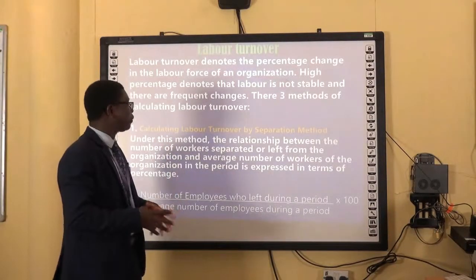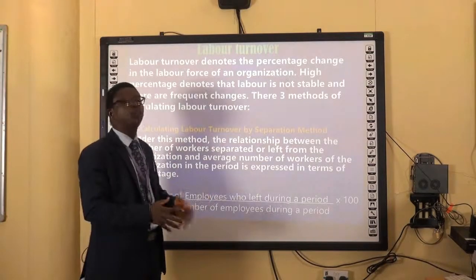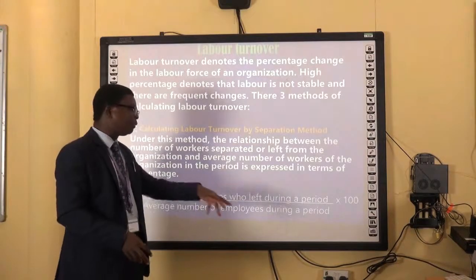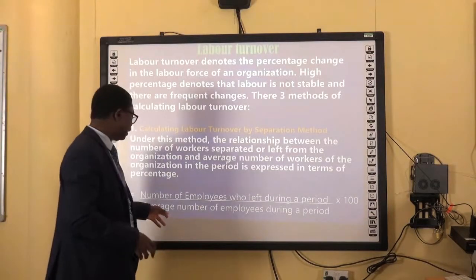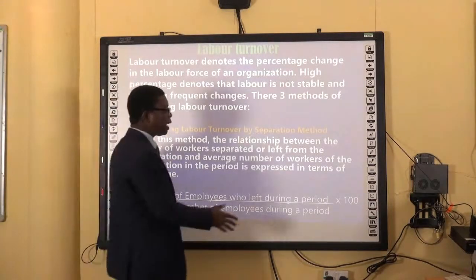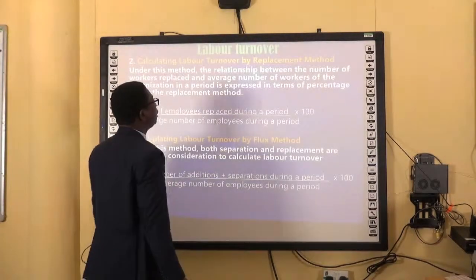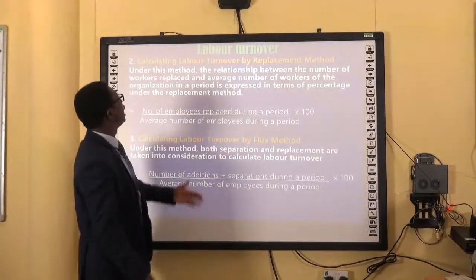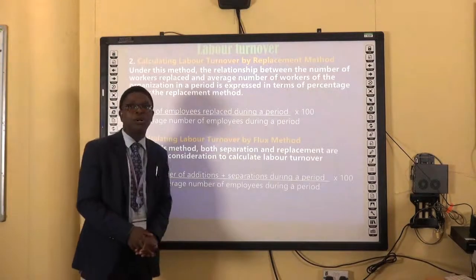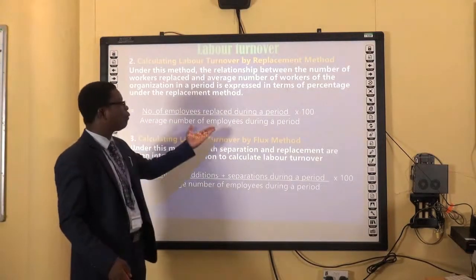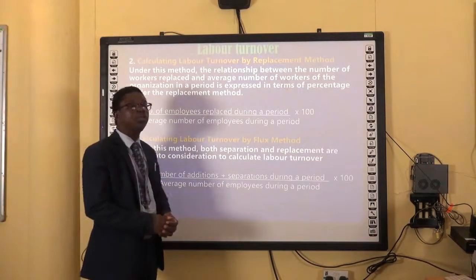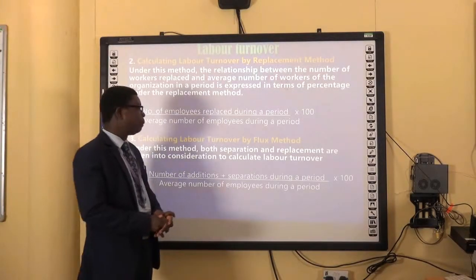The first one is calculating labor turnover by the separation method. Under this, we are looking at the number of employees who left during a period over the average number of employees during the period. Then you multiply by 100 to get the percentage change. Another way of calculating it is using the replacement method. Under this method, we are looking at the number of employees replaced during a period divided by the average number of employees during the period, multiplied by 100.